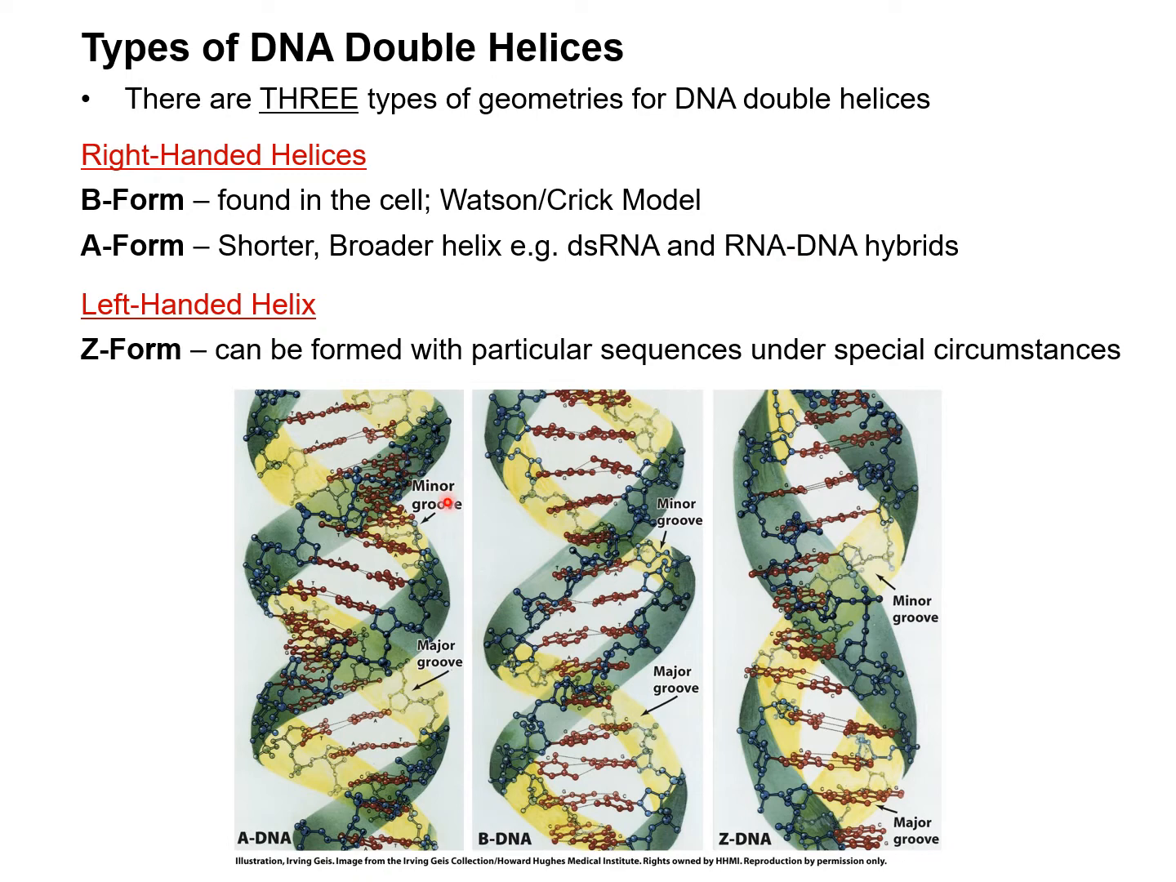As you can see in this picture, the A-DNA also has minor and major grooves, but their differences are less prominent than in the B-DNA form. And there's a left-handed helix too for DNA, which is the Z form, as you can see here, where the turn goes the other way, and it can be formed with particular sequences under special circumstances.